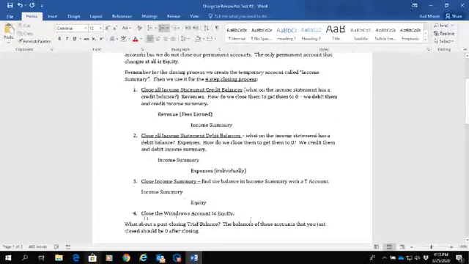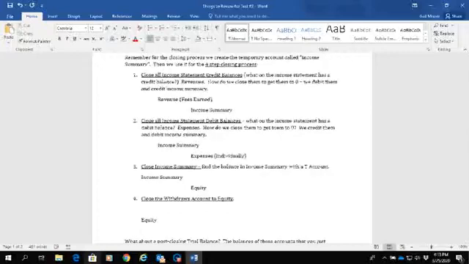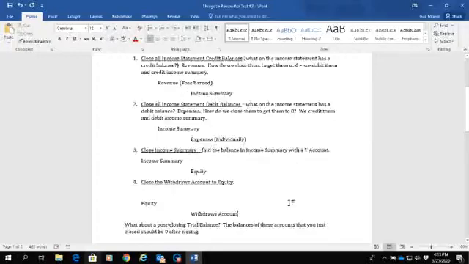And then what do? Then you close your withdrawal accounts to equity. Remember that? Sometimes you have a withdrawal account, sometimes you do not. The withdrawals, remember, normally carry a debit balance because they are a contra asset account. So what are we going to do? We're going to debit equity because we're decreasing equity by those withdrawals, and we're going to credit our withdrawals, right? So that's our 4-step closing process.